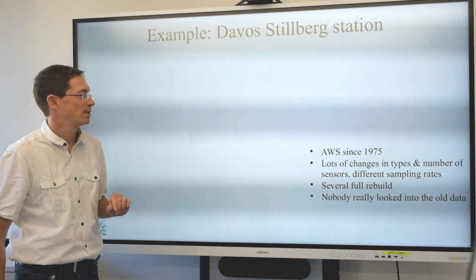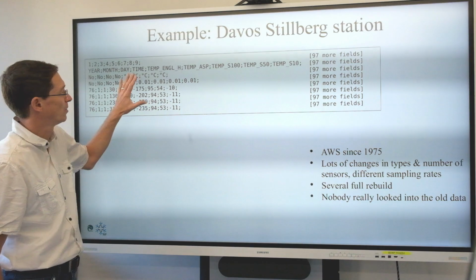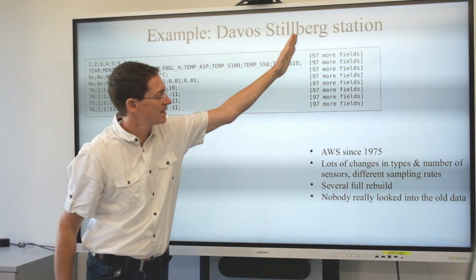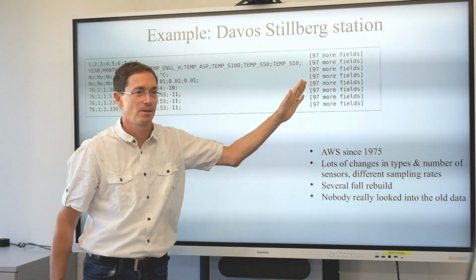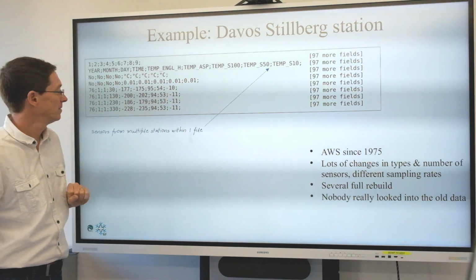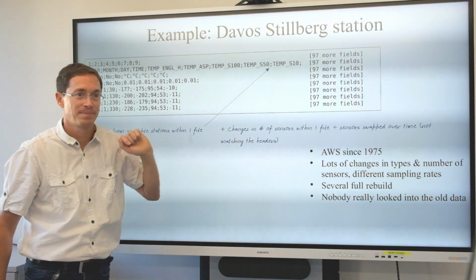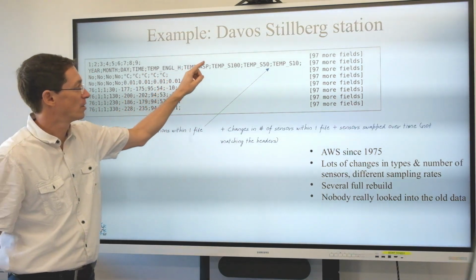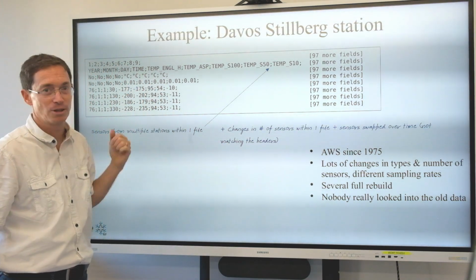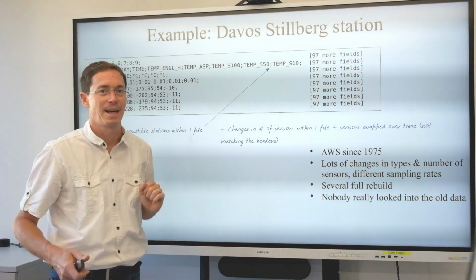And I guess that nobody really looked so much into the old data. This is, for example, a real file from this station from 1976. I've just truncated the number of fields because it was way too many to show on the screen. Here we have sensors from multiple stations within this one file. We also have changes in the number of sensors within the same file. So obviously the headers are not going to match the content of the file. And sometimes the sensors have been swapped over time.